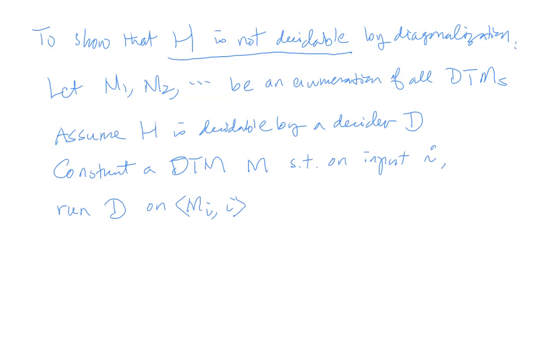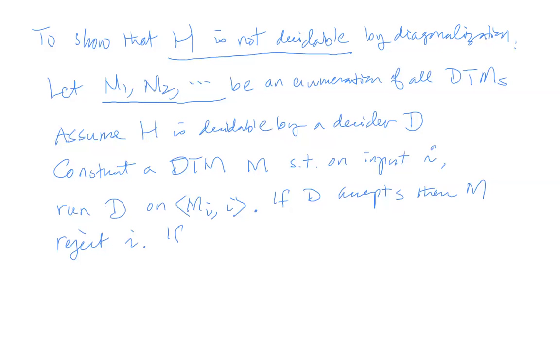Okay, so which means that because all the Turing machines can be enumerated, on any input I can just take Mi as that Turing machine, and then I let Mi run on I. So D will give me an answer, right? D always halts and gives me an answer. So if D accepts, then M rejects I.